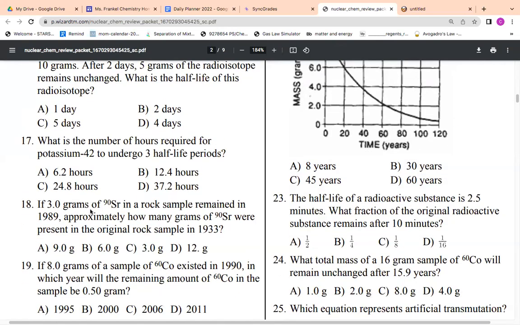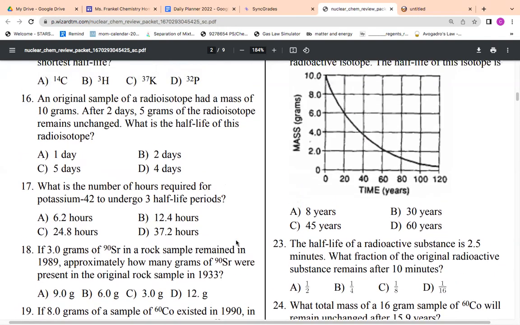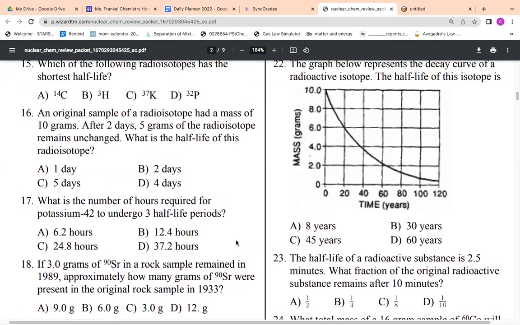If 3 grams of strontium-90 in a rock sample remained in 1989, you know what, actually, I'm gonna stop it here. So this video will just be questions 1 through 17, and then I will make another video for the next 20 or so questions.